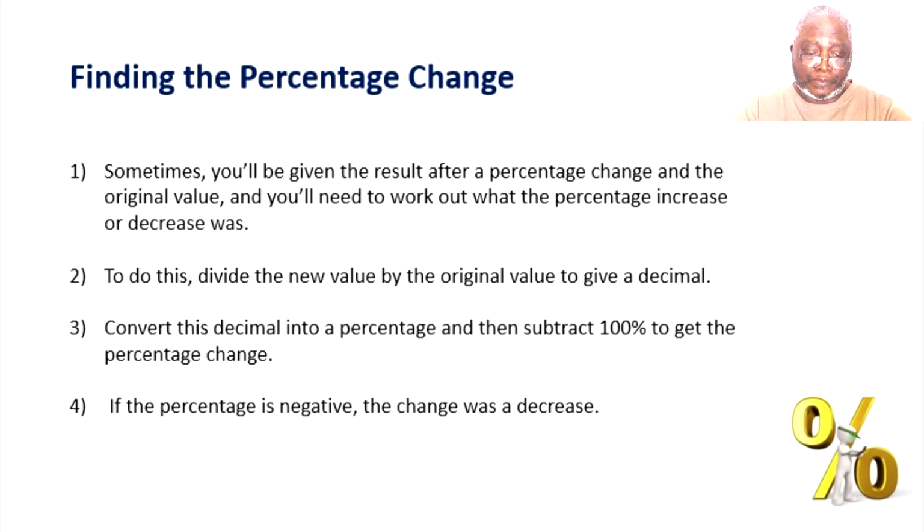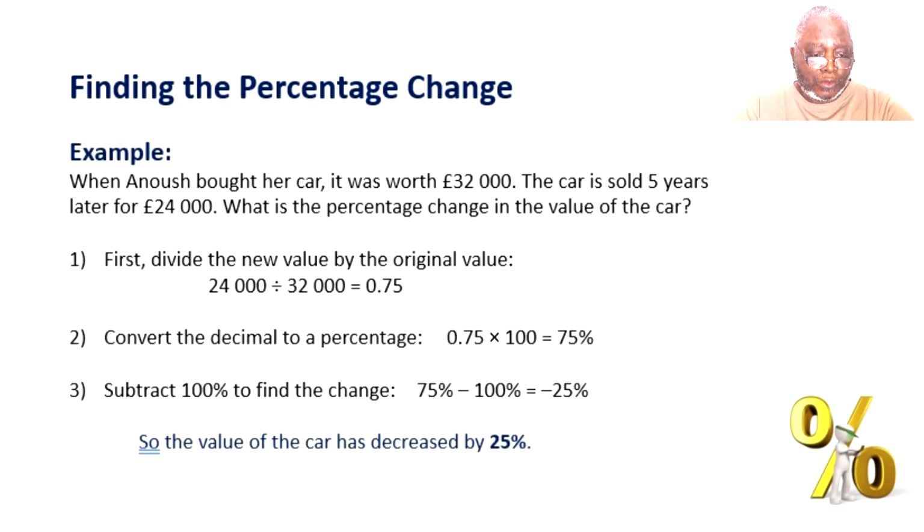Let's look at an example. When Anush bought her car, it was worth £32,000. The car is sold 5 years later for £24,000. What is the percentage change in the value of the car? Step 1. Divide the new value by the original value, which is 24,000 divided by 32,000, which is equal to 0.75.